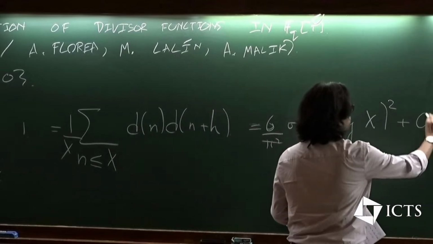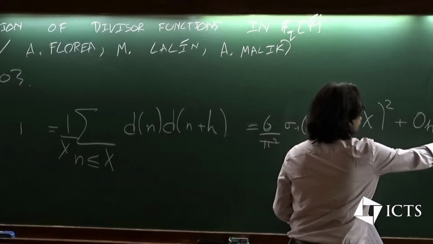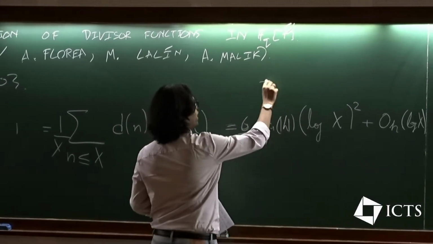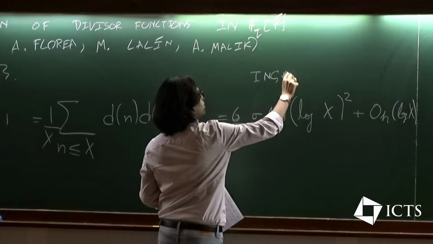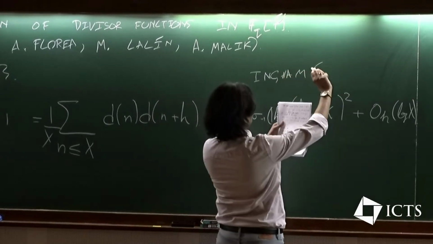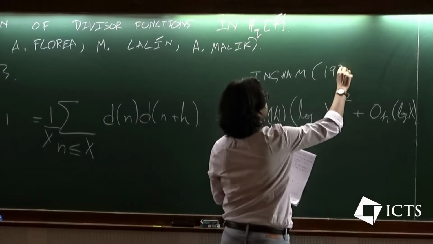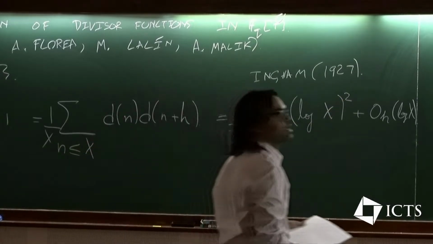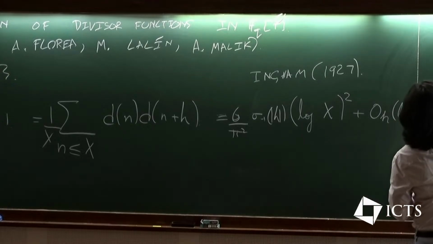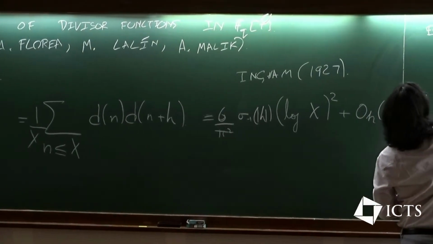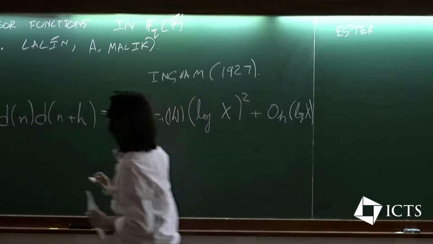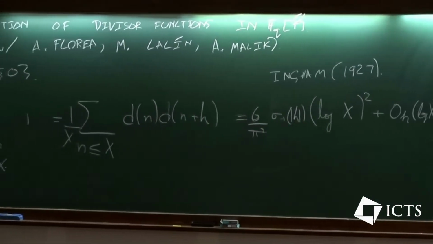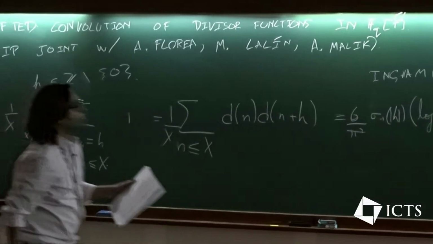In fact, this is an old problem, first looked at by Ingham, who proved what I have written over there in 1927. This was looked at again a few years later by Estermann. So let's give this a name. Let's call this S of h, for shifted convolution, I guess.